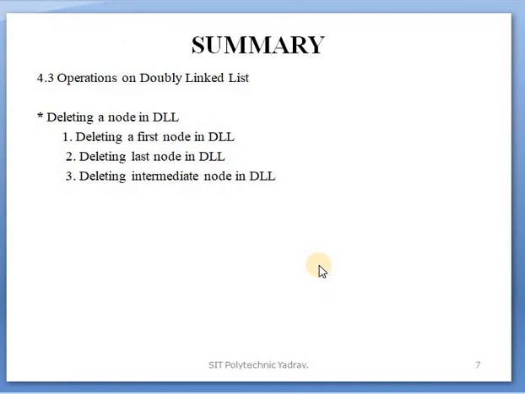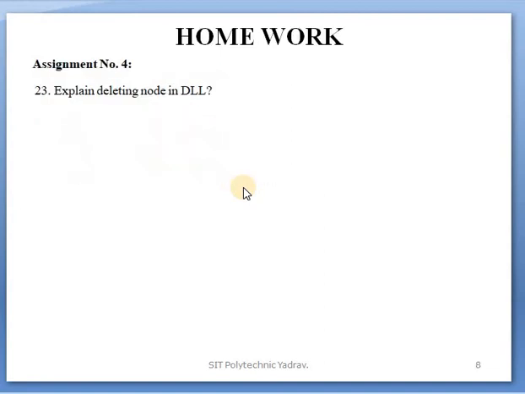Summary of today's lecture. We learned about operations on a doubly linked list, under that, deleting a node in a DLL. DLL means doubly linked list. There are three scenarios: deleting the first node in a DLL, deleting the last node in a DLL, and deleting an intermediate node in a DLL. Here is the homework.